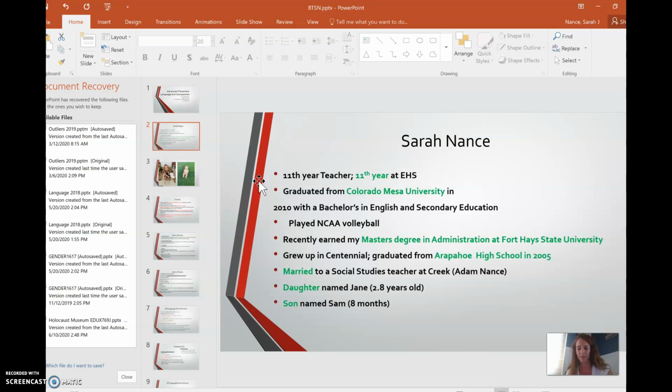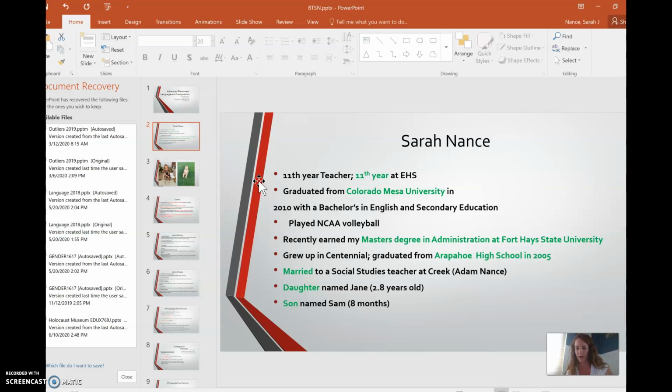Like I said, this is my 11th year at Eagle Crest. I was a graduate of Colorado Mesa University. I played on the volleyball team there. Like I said, I coached Eagle Crest for about 8 years, my first 8 years, and then I got married and started having kids, so I had to kind of put that on the back burner. I recently got my master's degree and my principal licensure, so administration, through Fort Hays State.